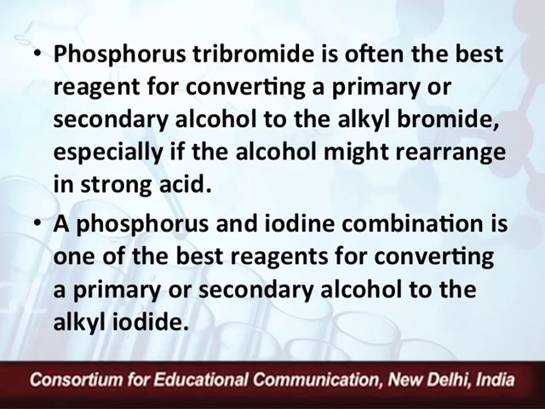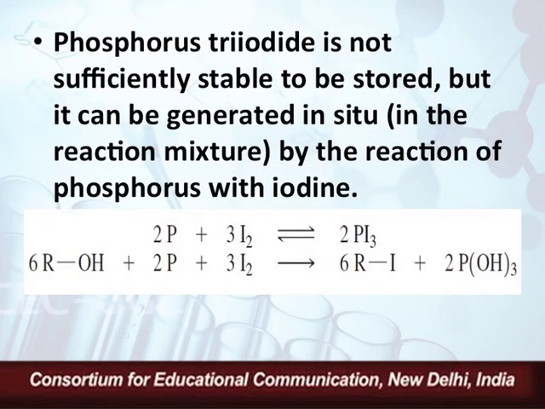A phosphorus and iodine combination is one of the best reagents for converting a primary or a secondary alcohol to an alkyl halide. Phosphorus triiodide is not sufficiently stable to be stored, therefore it must be prepared in situ. That is, it should be prepared in the reaction mixture by reaction between phosphorus and iodine, when phosphorus triiodide is formed. And now this phosphorus triiodide reacts with alcohols to form alkyl iodides.